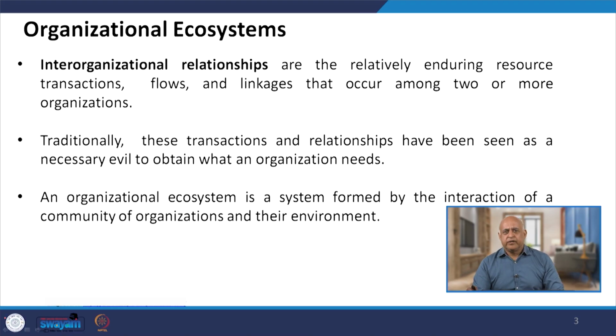So, when we talk about interorganizational relationships, they exist within an ecosystem. What is that ecosystem? They are relatively enduring resource transactions. Whether it is man, machine, material, or whatever the resources are, they have these transactions, and there is a flow and linkages that occur among two or more organizations. When an interorganizational relationship starts, first and foremost is the flow and linkages of resources on a need basis.